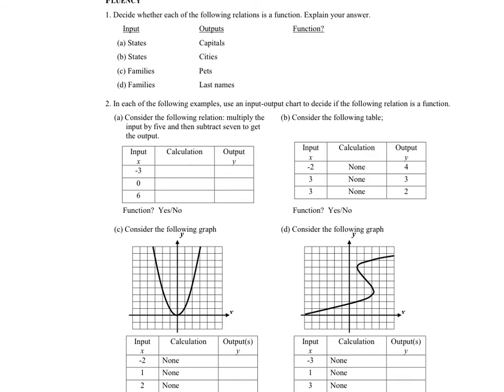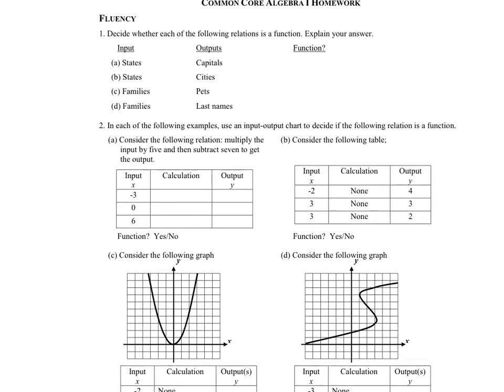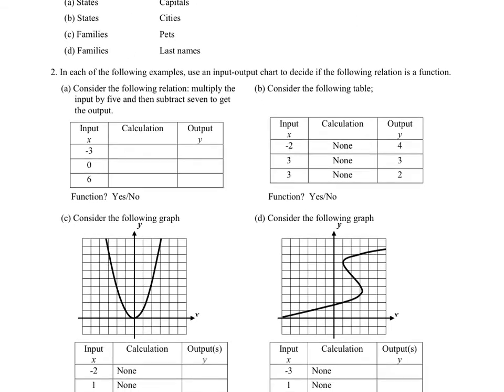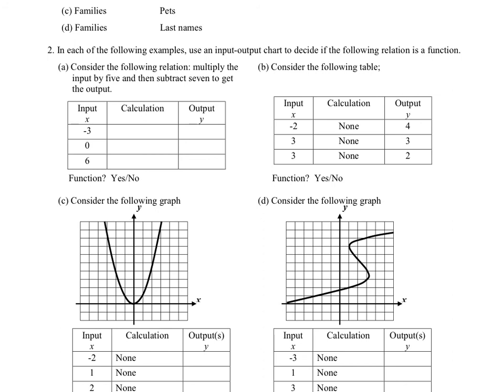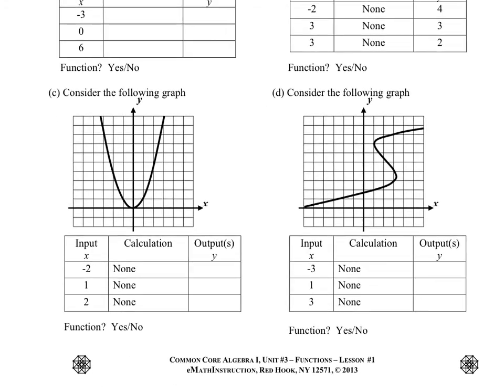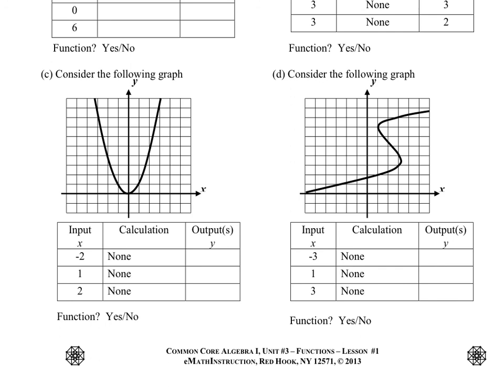And let me just briefly walk you through the instructions here. The first part says decide whether each of the following relations is a function. Go back to that definition of functions: does each input have exactly one output? Question 2 is asking, in each of the following examples, use the input-output chart to decide if it's a function. So that's for question A and question B. For B, C, and D, there's no calculation to be done. For C, you're just going to look at the graph. For D, you're also just going to look at the graph. And the question is, is it a function? Yes or no? Does each input have exactly one output?